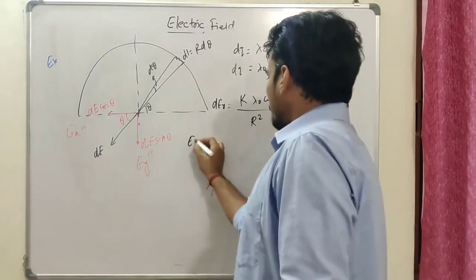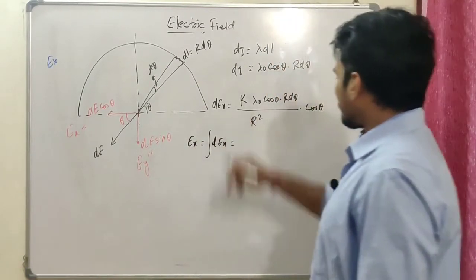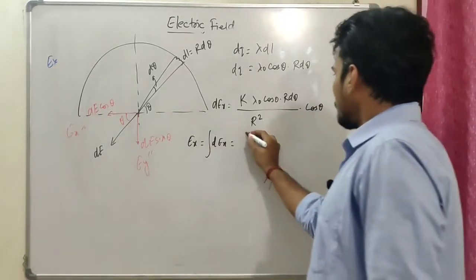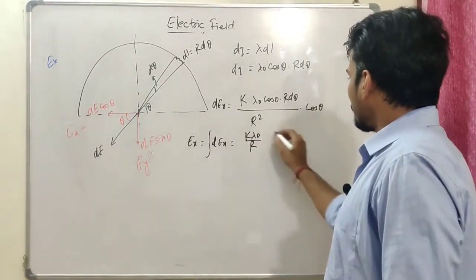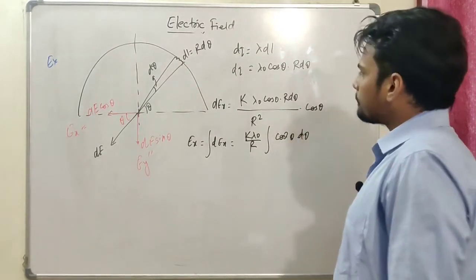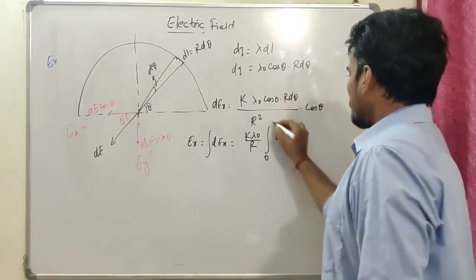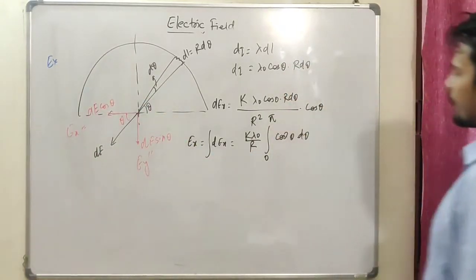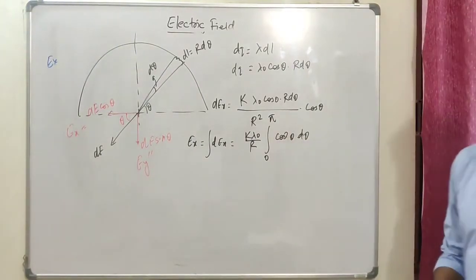So the net electric field in the x direction should be the integration of dEx. I'm going to take the constants out. I'm going to have k lambda naught over r outside. I'll be having cos square theta d theta, and theta would vary from how much? 0 to pi. Okay, now I'm sure you guys know that we cannot just integrate it right away.